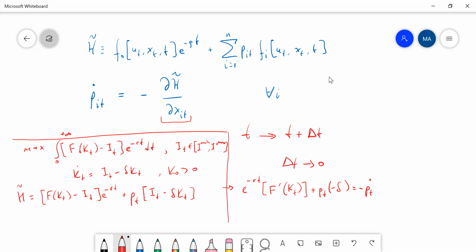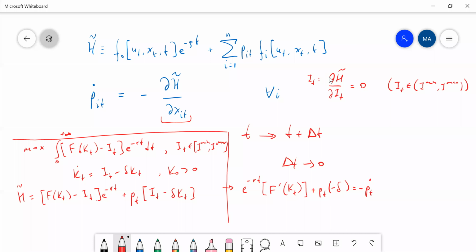Let me do this. From the other first order condition, you need, with respect to IT, the derivative of the Lagrange with respect to IT equals 0. Let's suppose IT is between I min and I max. Okay? So what does it tell me?